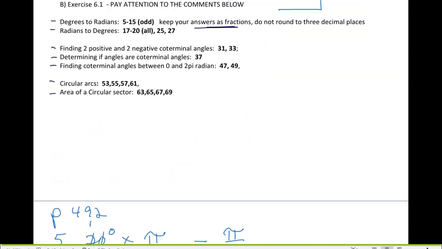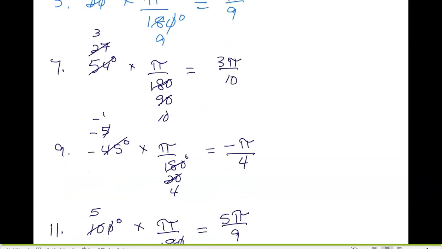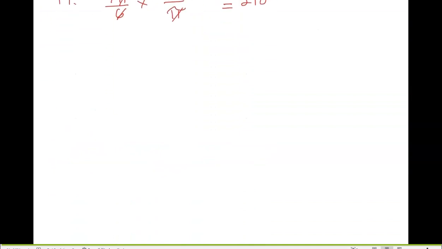So then 18. 18 in the textbook is 4 pi over 3. 4 pi over 3 times 180 over pi. Remember, you want to get it into degrees. And 3 goes into this 60 times. And 4 times 60 is 240 degrees.